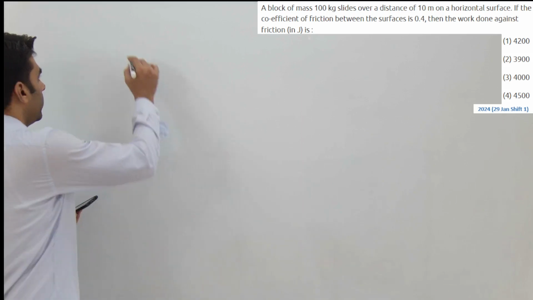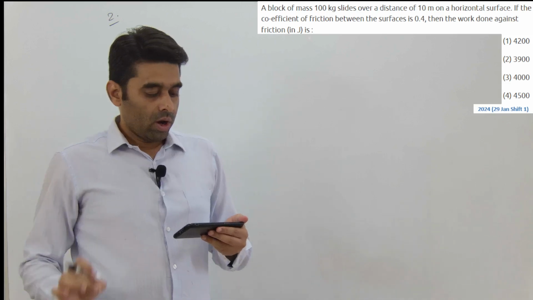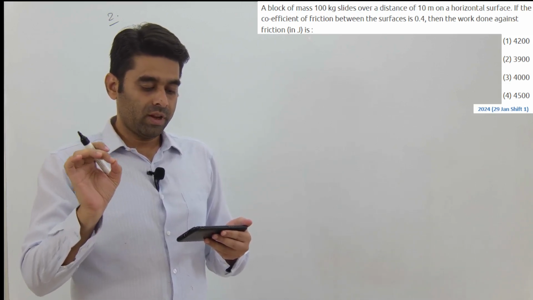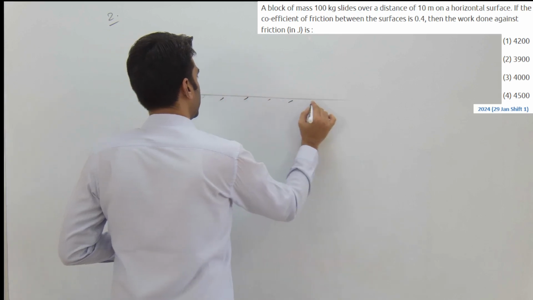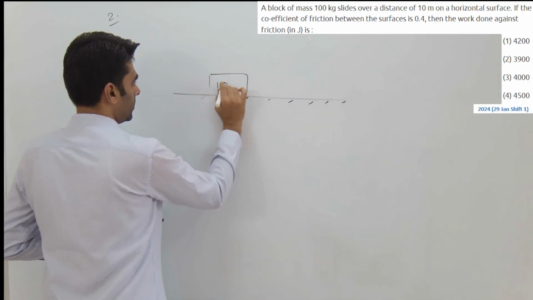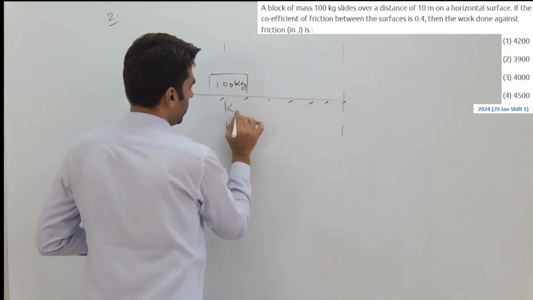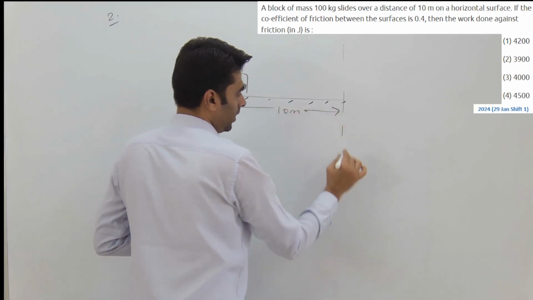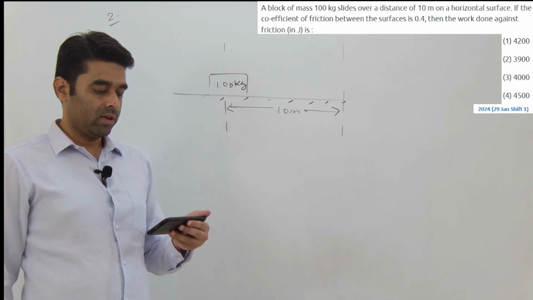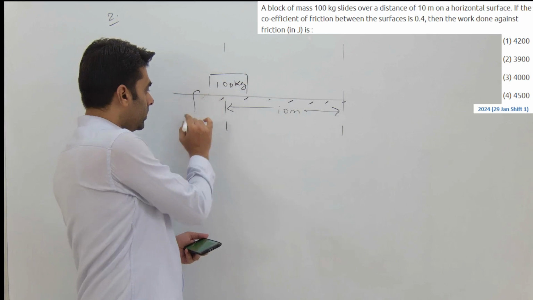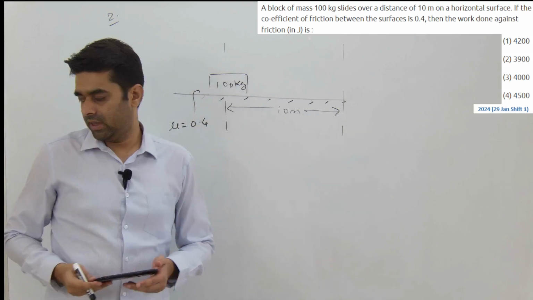So the second question is your 29 January shift 1 question. It says a block of mass 100 kg slides over a distance of 10 meter on a horizontal surface. Let's draw the situation. A block of mass 100 kg slides a distance of 10 meter on a horizontal surface. If the coefficient of friction between the surfaces is 0.4, mu is 0.4, then the work done against friction is? They are asking us the work done.